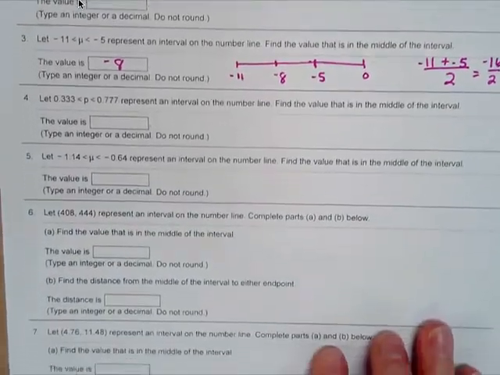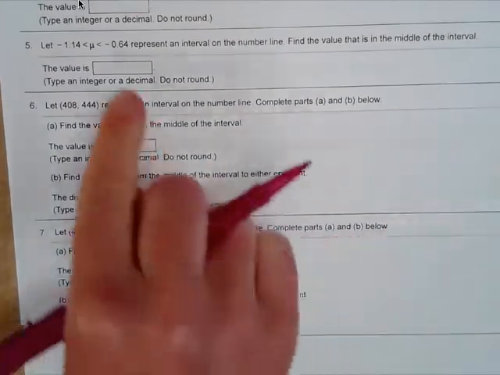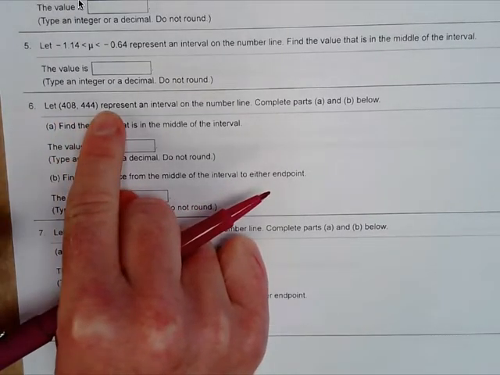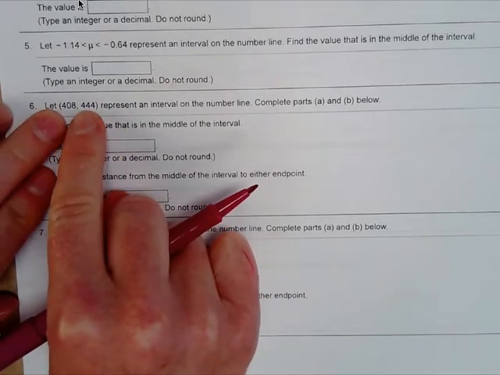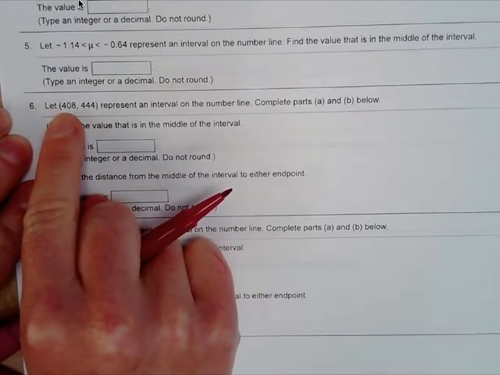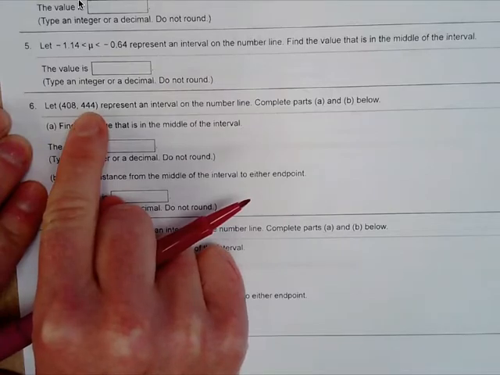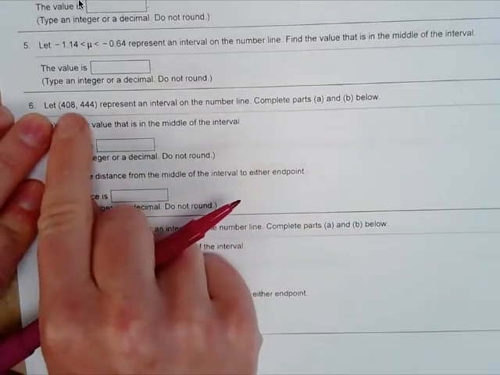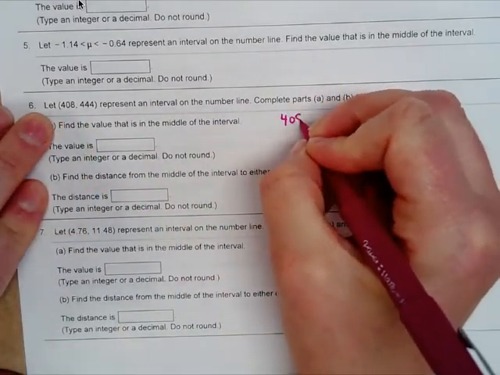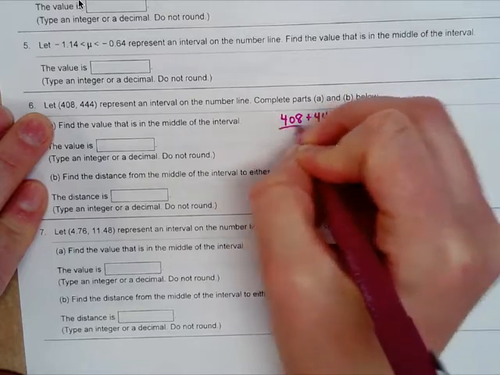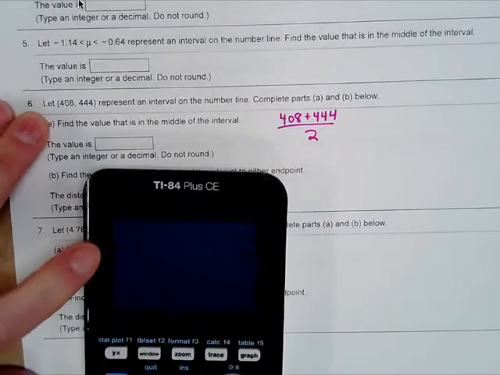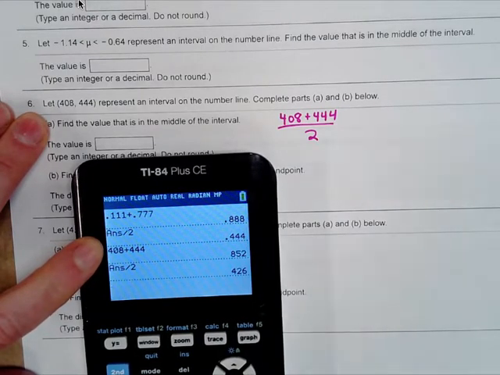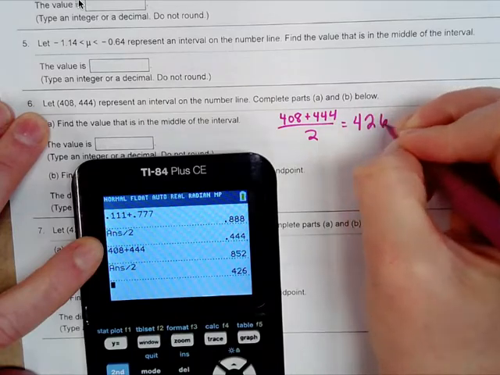Let's look at number 6. It gives us an interval. It is expressed with parentheses around it. Whenever it's expressed with parentheses around it, it does not include the actual numbers. It's everything above 408 and everything below 444. So complete the parts below. Find the value that is in the middle. So it's the same thing. Finding what's in the middle, the mean. Add them up, divide by 2. So 426.